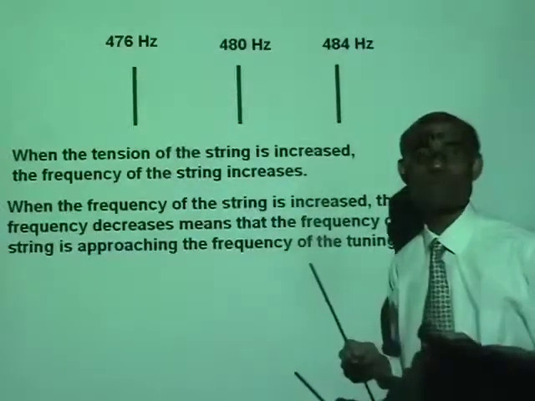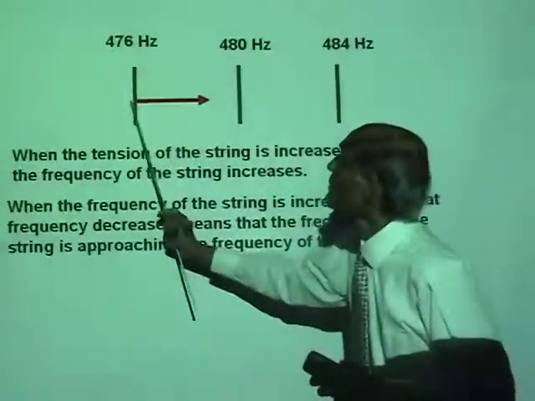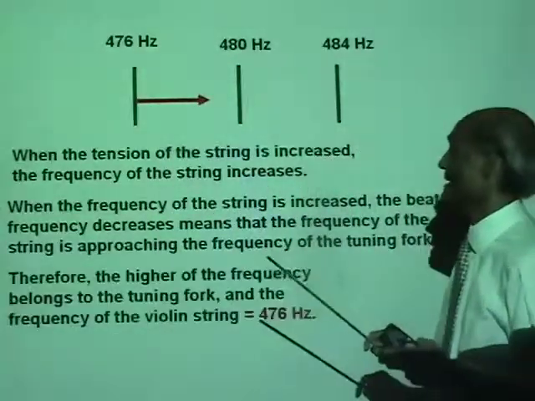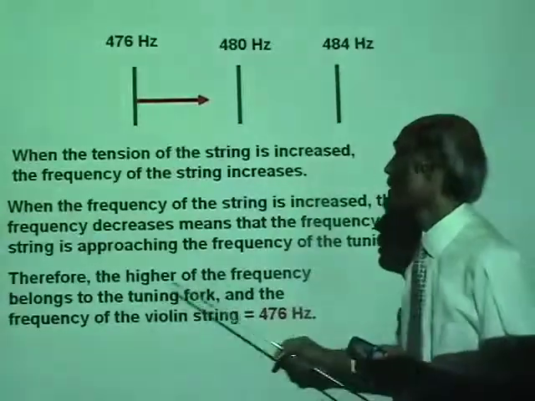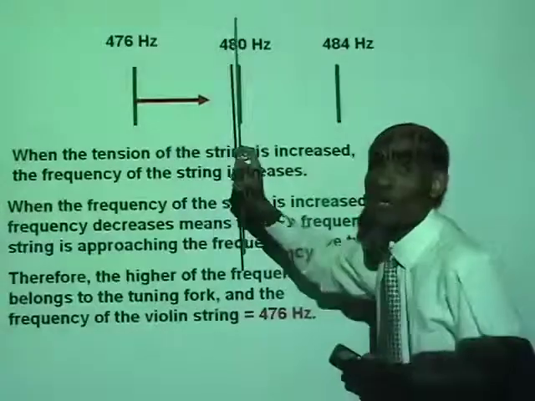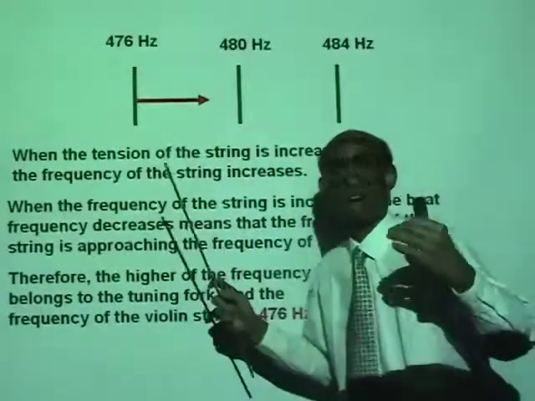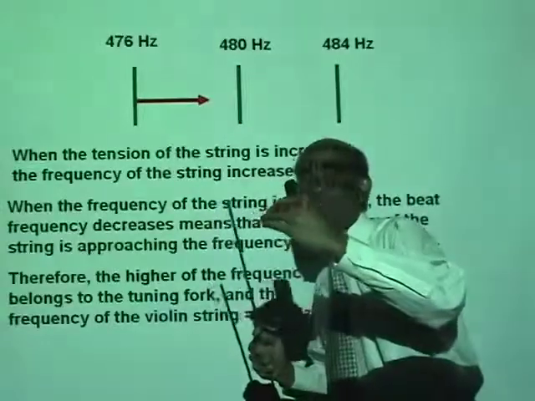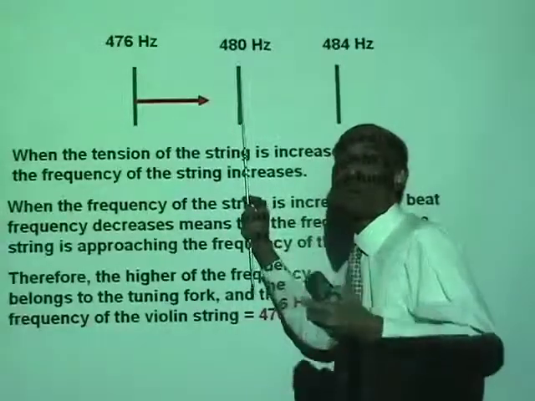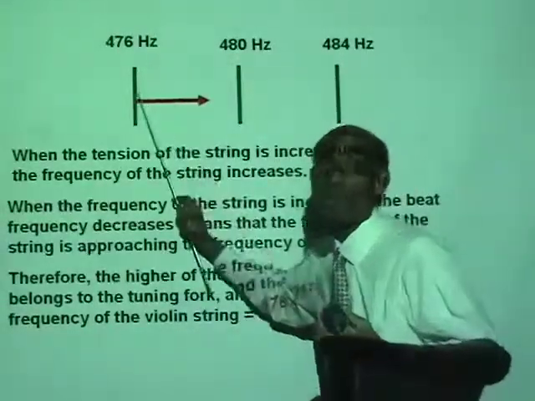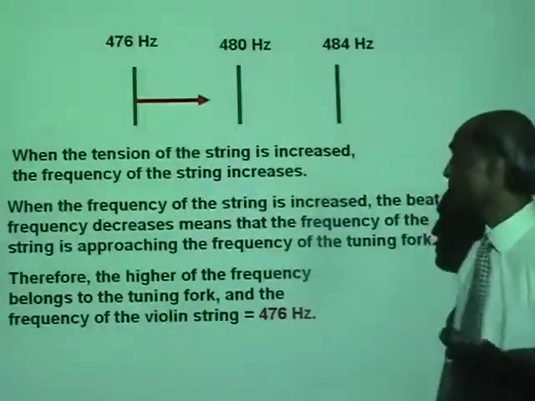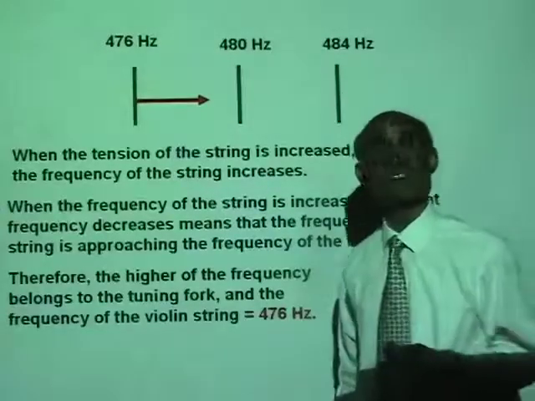This is how you argue out to solve the problem. So the frequency of the violin string is approaching 480. Therefore, the higher of the frequencies belongs to the tuning fork. If the violin has to approach the frequency of the tuning fork when its frequency is increased, that means the higher frequency must be that of the tuning fork and the lower frequency must be that of the violin string. So what's the answer? The answer is 476 Hz.